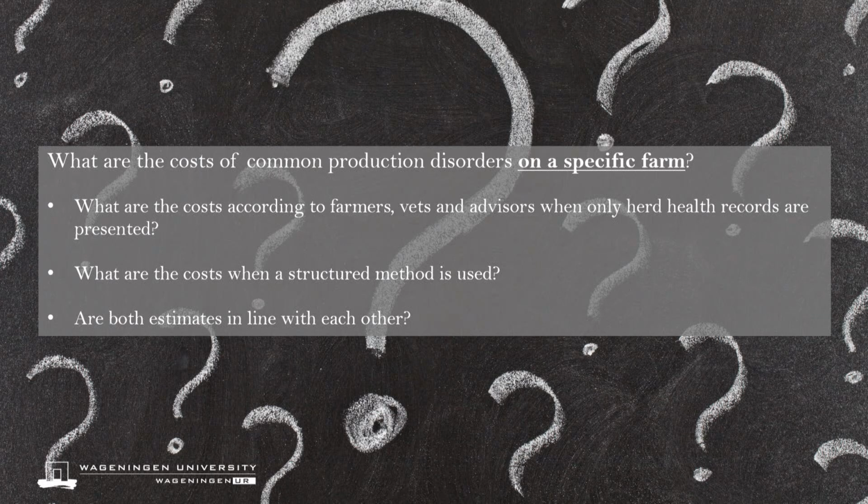And then we took the same data, the same information, but applied a structured method. So we structured the cost for them, used the same input, and started calculating ourselves with what we know from literature and what we know from experts. And then we thought, okay, are these in agreement with each other? Are they on the same level?